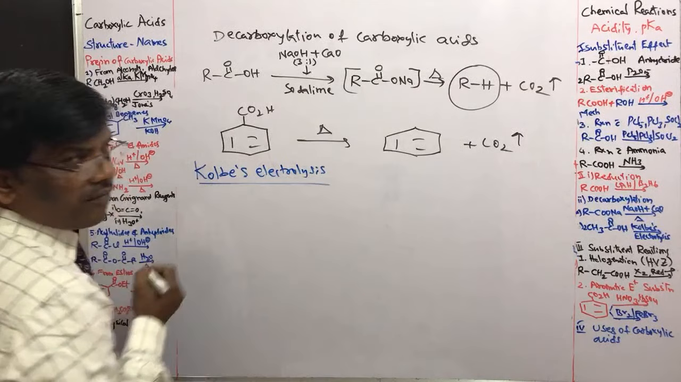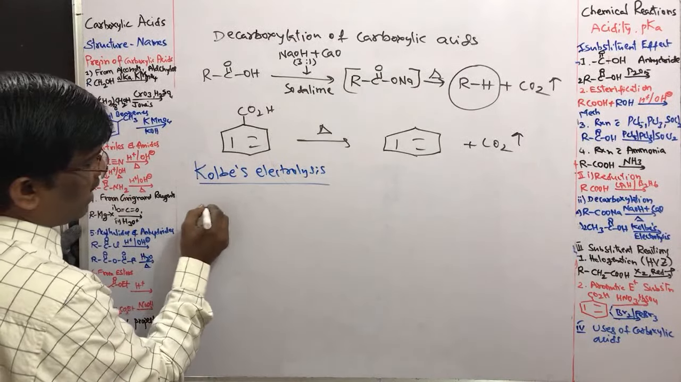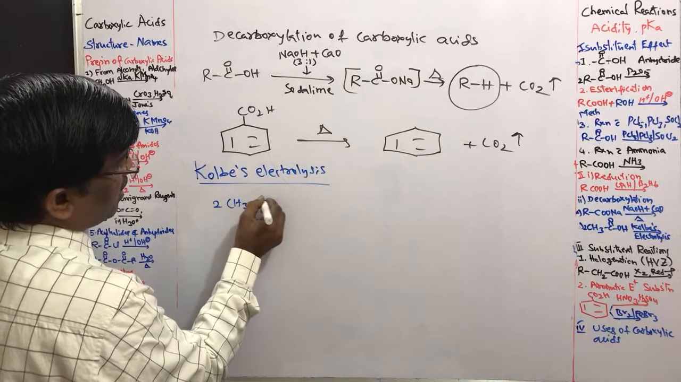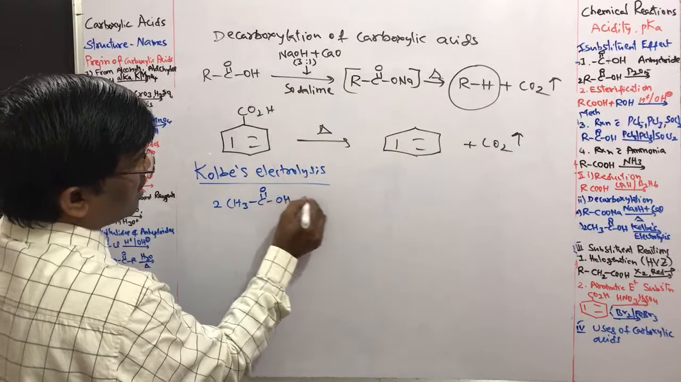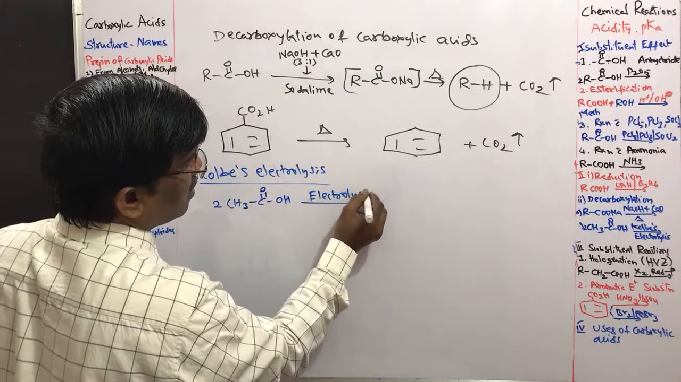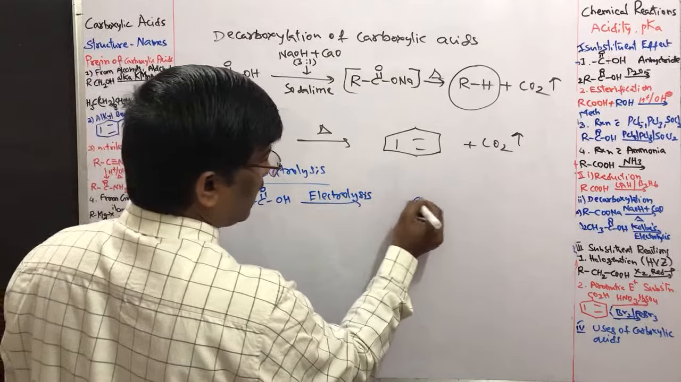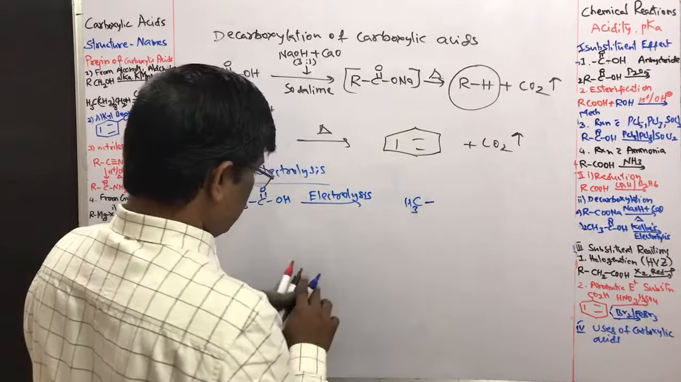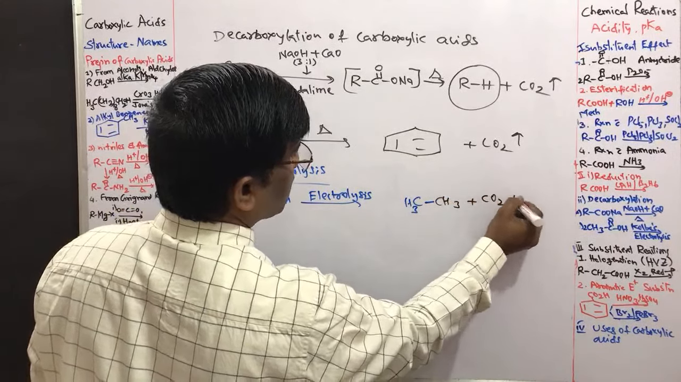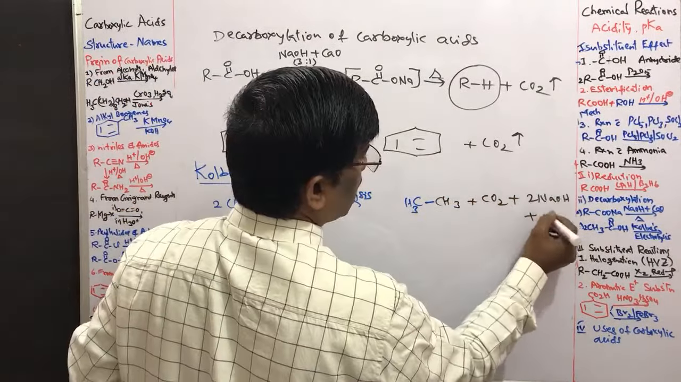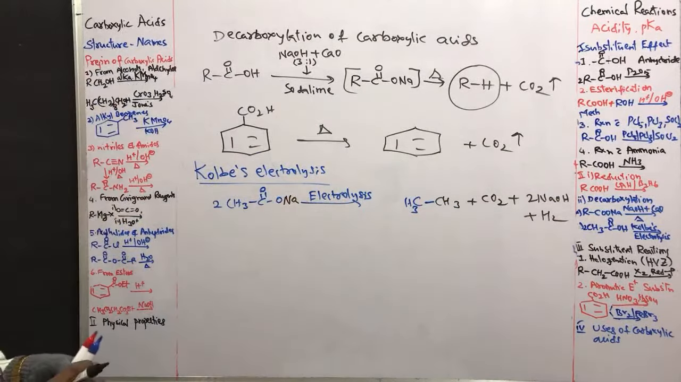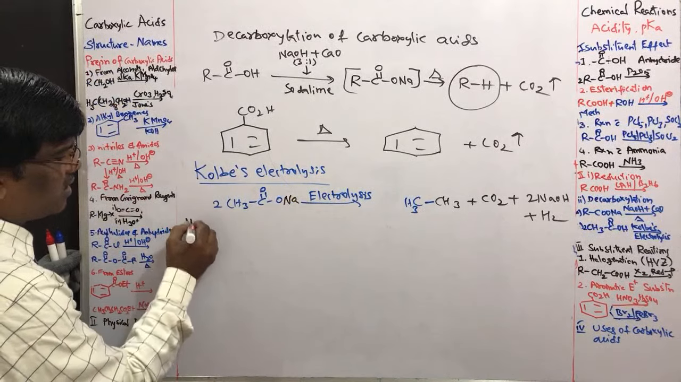In this, it is a free radical reaction where if I take 2 moles of, for example, CH3 acetic acid and do electrolysis, I am going to get ethane, CH3CH3, plus carbon dioxide plus hydrogen. This is the sodium salt if I take. Yes, students, let us see the mechanism of this.